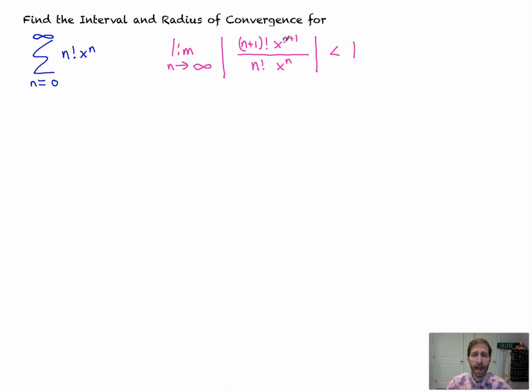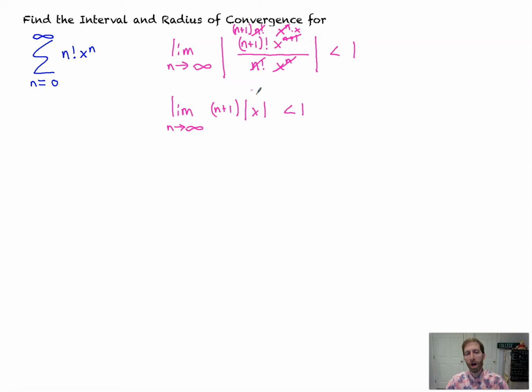Now, here's the thing. The x to the n plus 1 and the x to the n will divide out, and you'll be left with just x, because you have one more x up here. Again, that's x to the n times x. They divide out. Now, that leaves me with the limit as n goes to infinity of, let's check this out, n plus 1 factorial is the same as n plus 1 times n factorial, so they divide out, leaving you with the limit as n goes to infinity of n plus 1 times the absolute value of the x that's left up there.